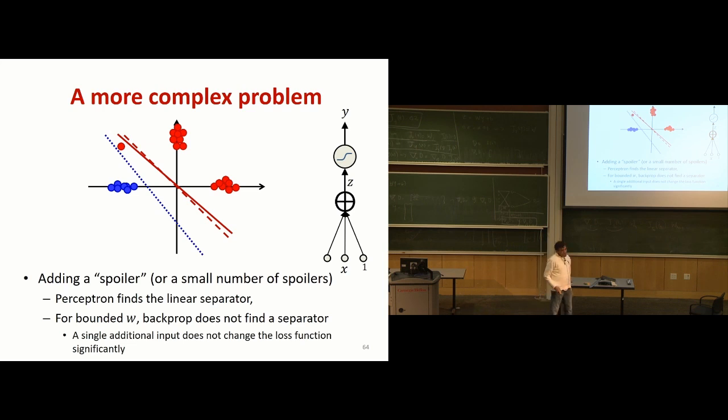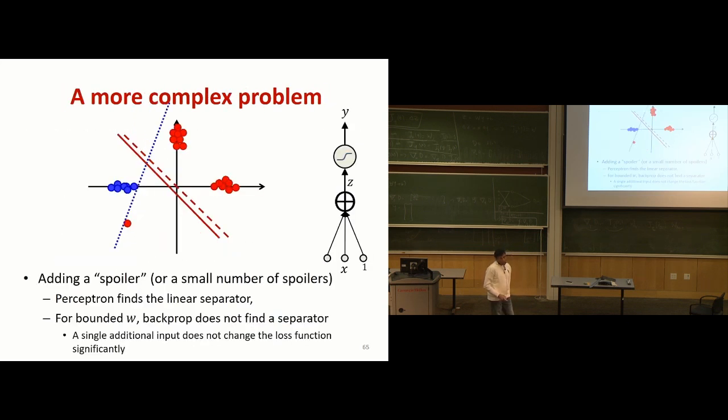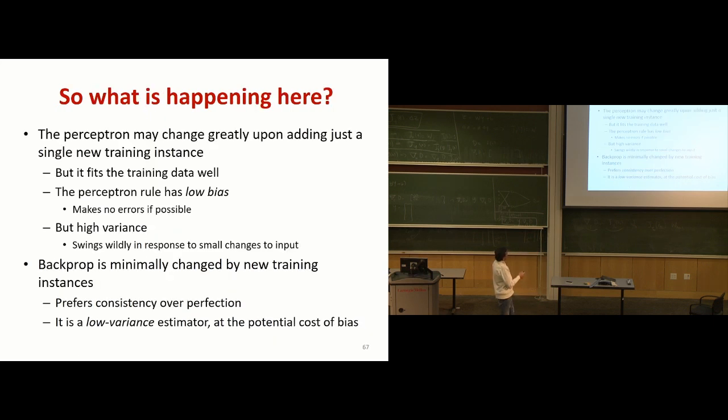So what happens? As I keep moving this spoiler around, in each case, the perceptron algorithm is actually going to find you the boundary, whereas backprop is only going to give you a boundary that wiggles around a little bit. And unless the red dot happens to be in a proper region of the space, it's not actually going to classify the red dot just right. So what is happening over here? The perceptron algorithm may change greatly upon adding just a single new training instance. It fits the training data very well, so it always finds the solution. In other words, the perceptron algorithm has a low bias. But a high variance, just moving one point can completely change the solution.